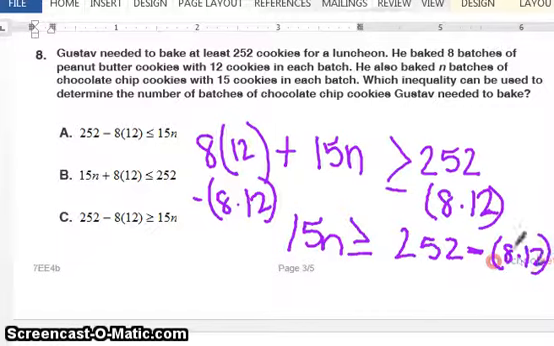So let's see if either A or C says that. 252 minus 8 times 12, and it's got the big mouth towards the 15. See that? So I'm thinking that could be a good choice. This one has the inequality symbol towards the number of cookies over here, not towards the 15 times the number of batches of chocolate chip cookies. So that's why this one's incorrect, and I'm thinking that A should be the correct answer.